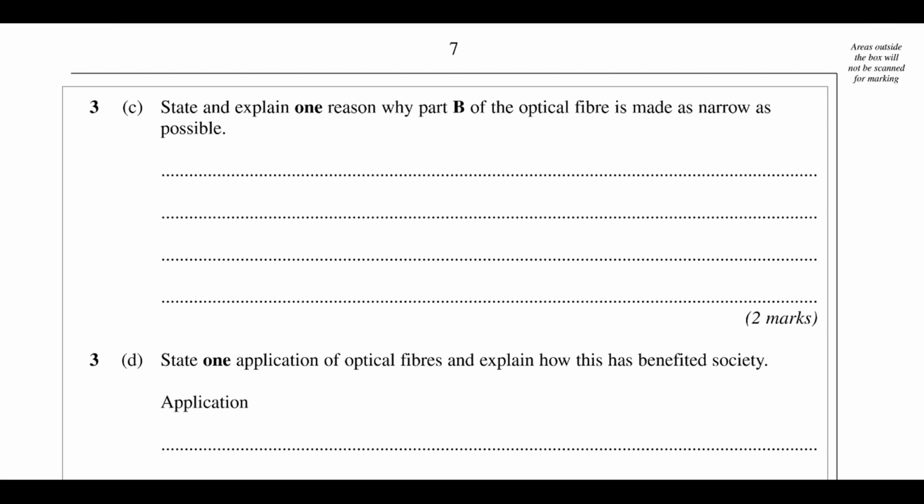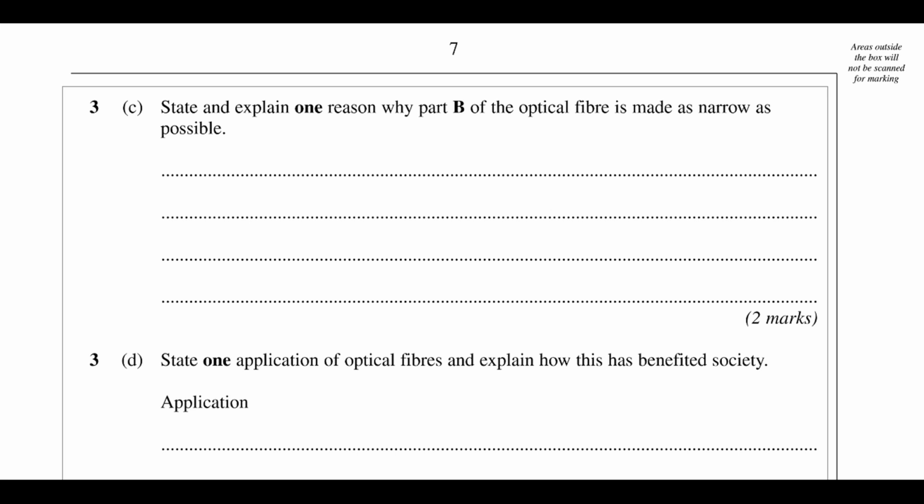Let's carry on. State and explain one reason why part B of the optical fibre is made as narrow as possible. So the narrowness is all about preventing multipath or multi-mode dispersion, as it's known.